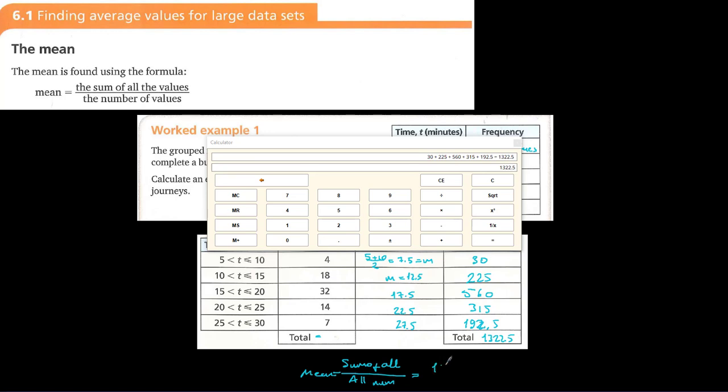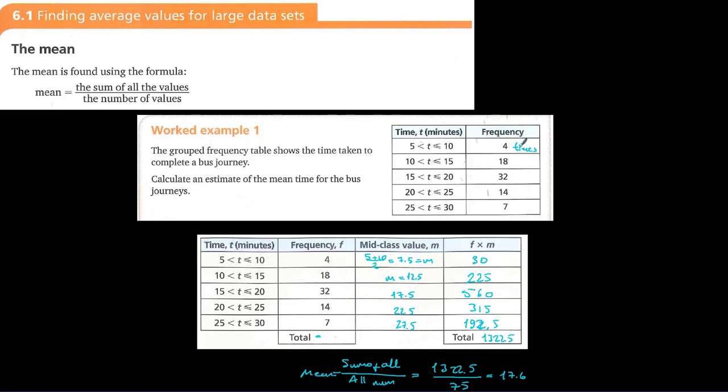So 1322.5 divided by 75. I am going to divide by 75 here, and the answer is 17.63. To one decimal place, 17.6 is the mean value of the time of completing one bus journey in this table.